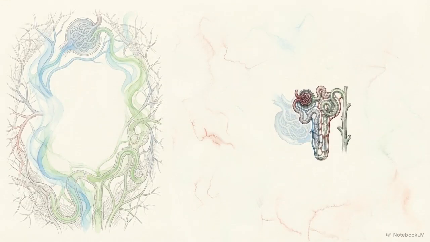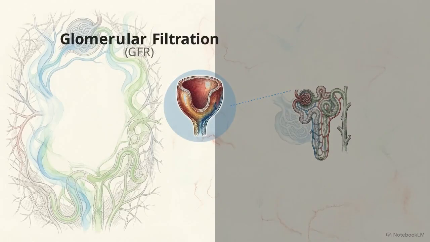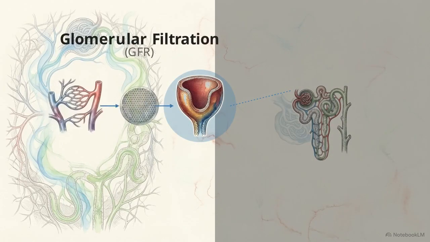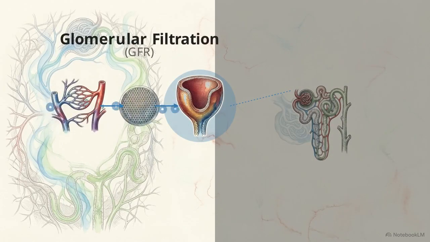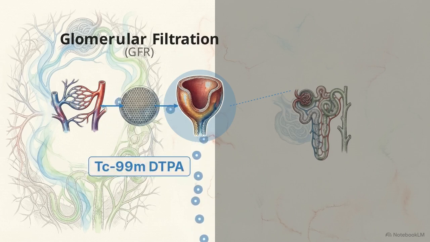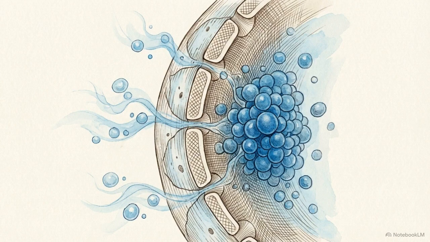This diagram models a single nephron. To evaluate the glomerular filtration rate, or GFR, we need an agent that travels straight into this blue pathway, the glomerulus. Technetium-99m DTPA is our exclusively filtered agent. The tracer molecules easily pass through the glomerular filter, allowing us to accurately estimate GFR.